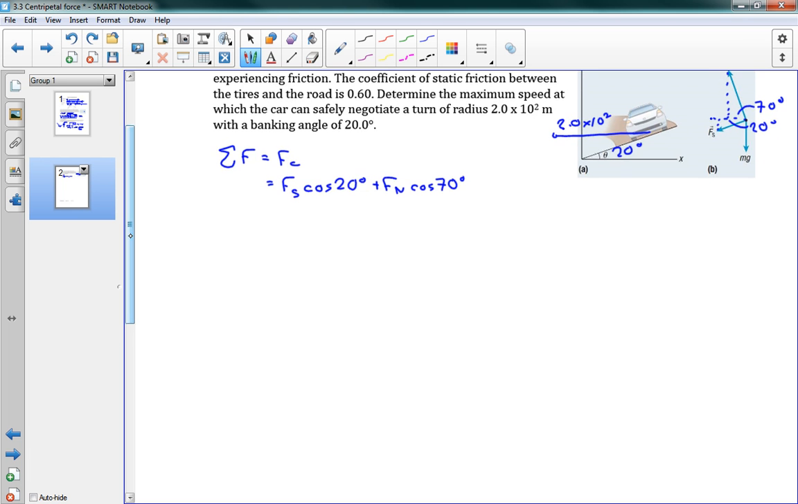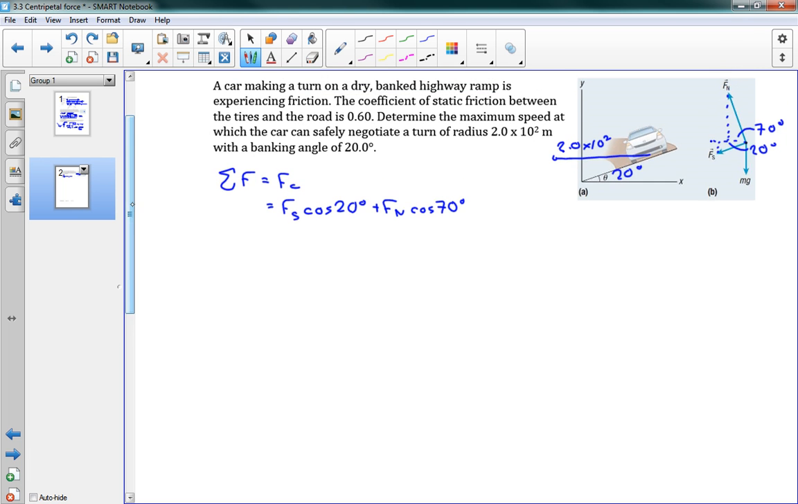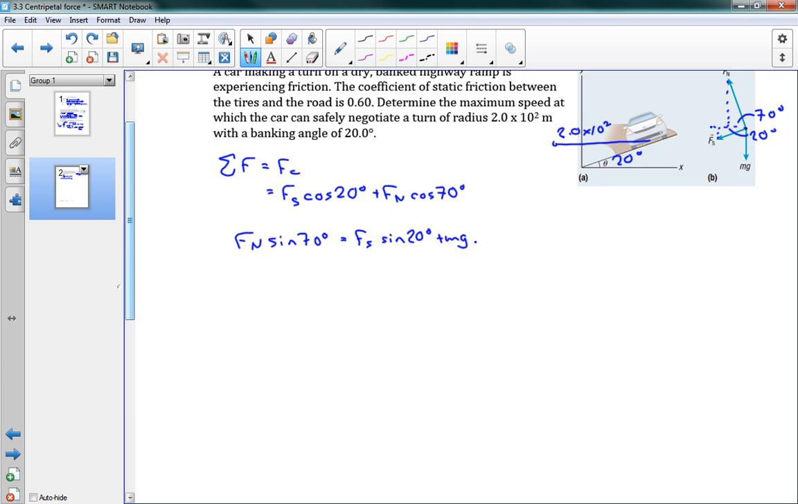So vertical pieces here have to cancel out to 0. So what I can say is the upwards piece here, we have Fn is this upwards piece. That has to equal to this plus this. They all have to cancel out. So I can say Fn times the sine of 70 degrees is equal to Fs sine 20 degrees plus mg. Okay, so now we have a statement for that vertical piece.